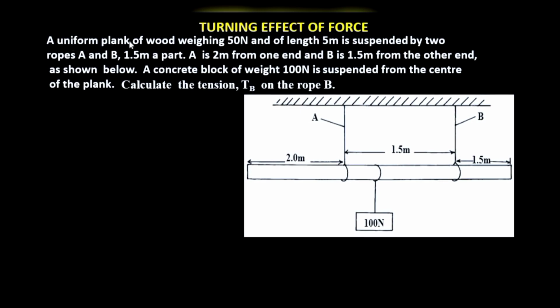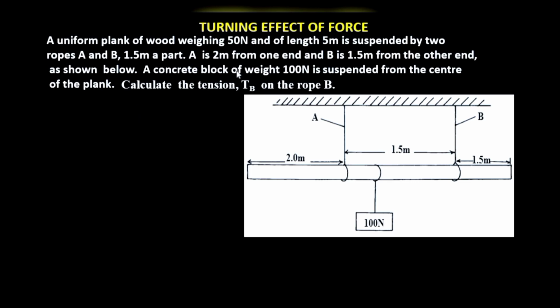A uniform plank of wood weighing 50 newtons and of length 5 meters is suspended by two ropes A and B, 1.5 meters apart. A is 2 meters from one end and B is 1.5 meters from the other end, as shown below. So A is 2 meters from this end, B is 1.5 meters from this end, and both are 1.5 meters apart.